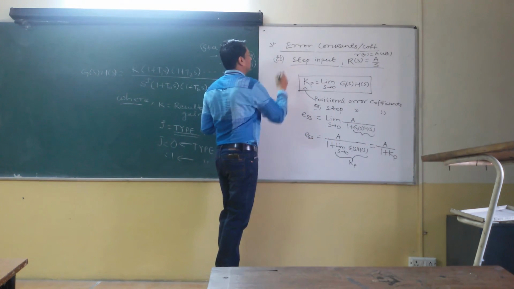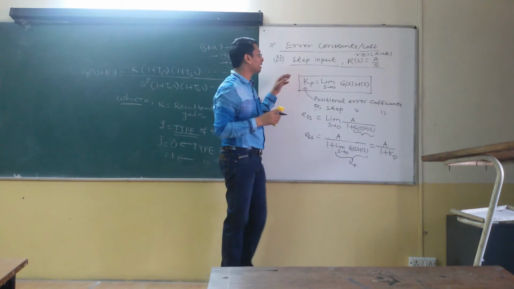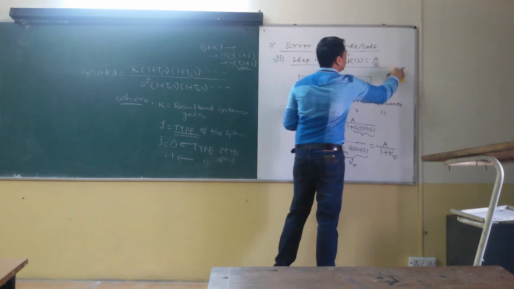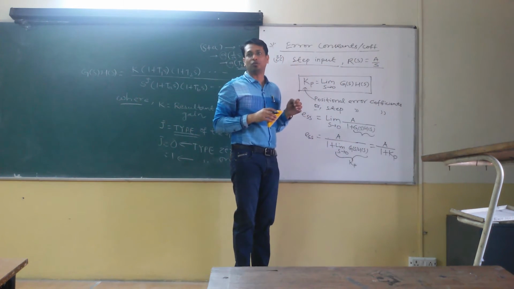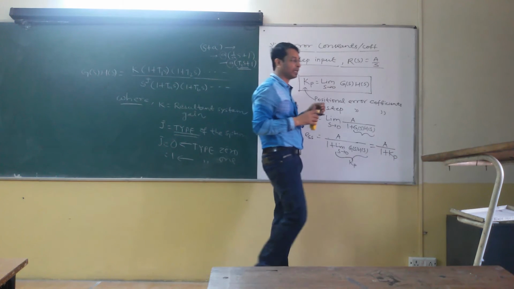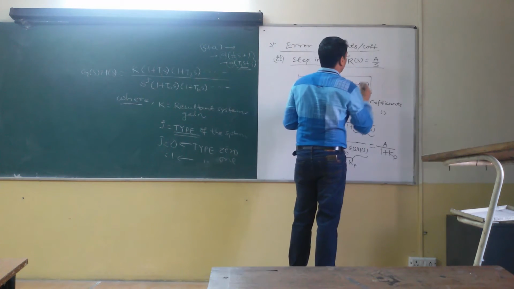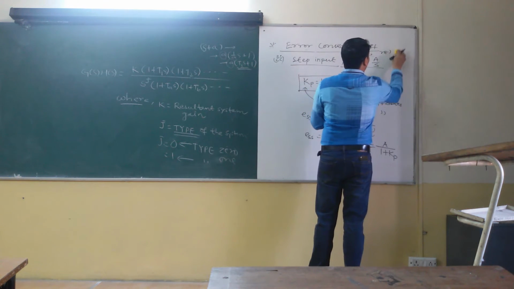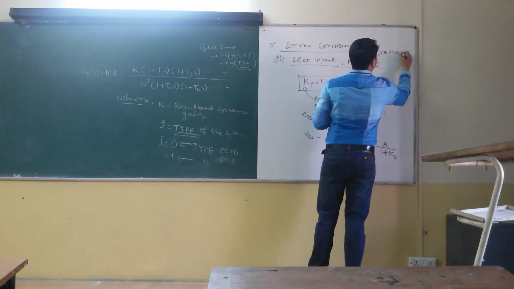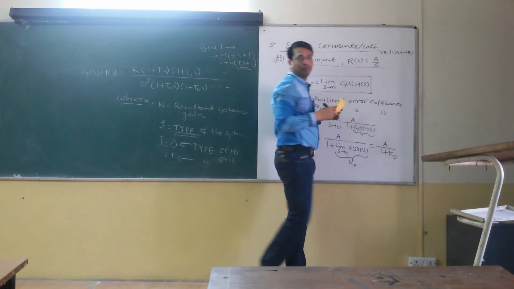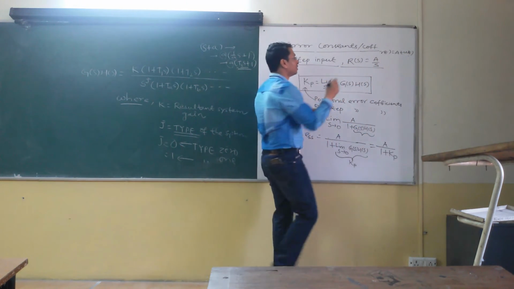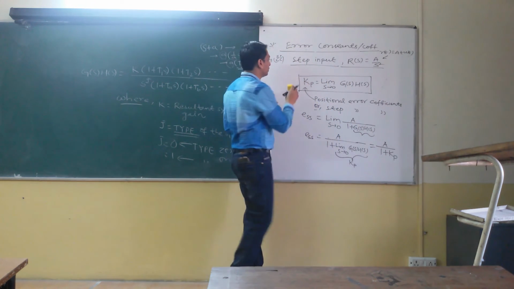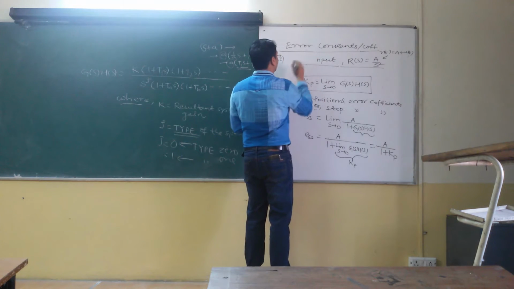Now coming to the second type of input, you can have input like this: r(t) is equal to t u(t). You can have the ramp function, correct? So for ramp input, r(t) is equal to, I am going to say, ramp of slope A, A t u(t). So what will be the Laplace transform of this input? A upon s square. Correct? This is for ramp.